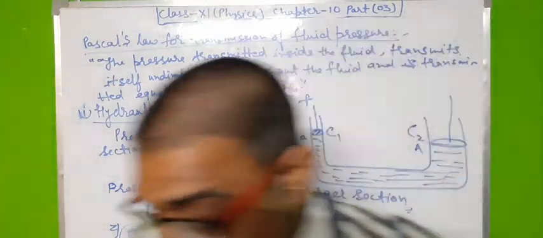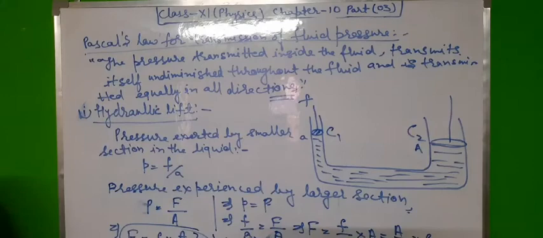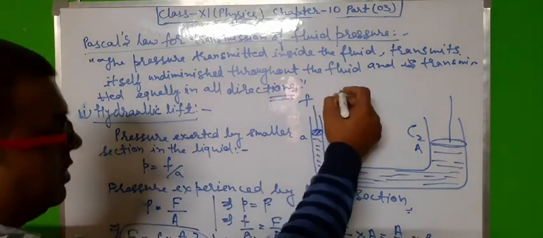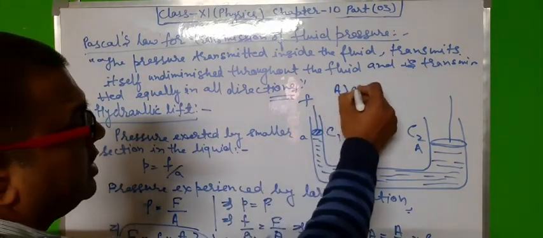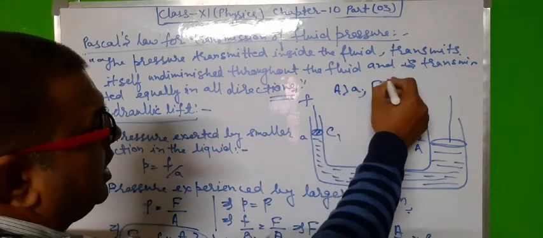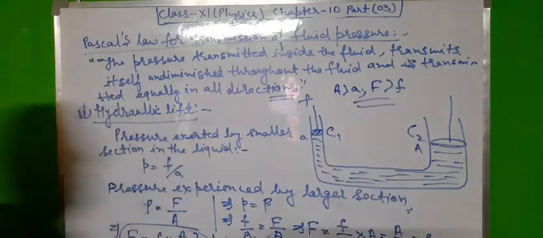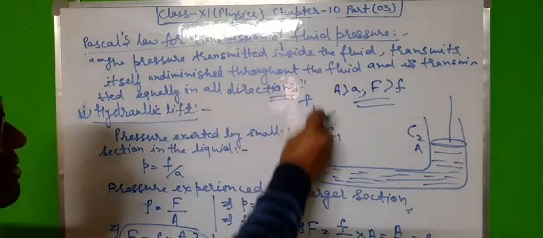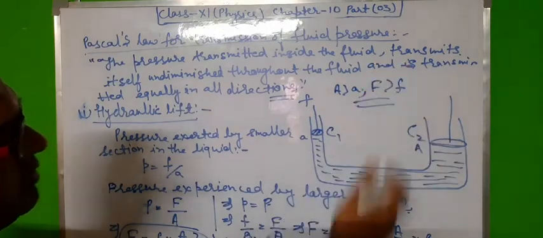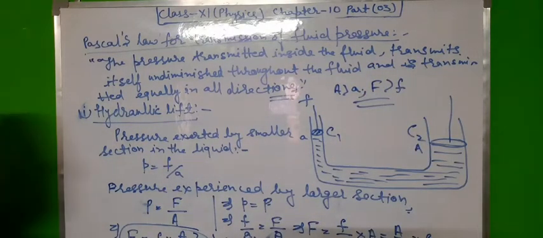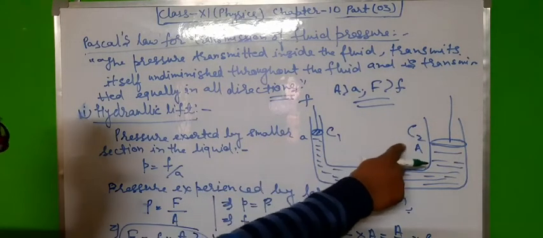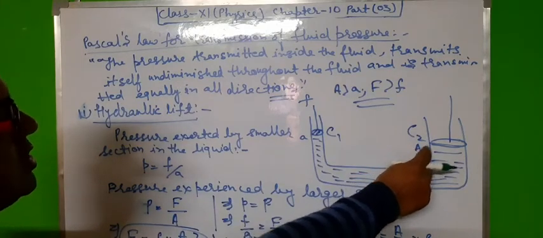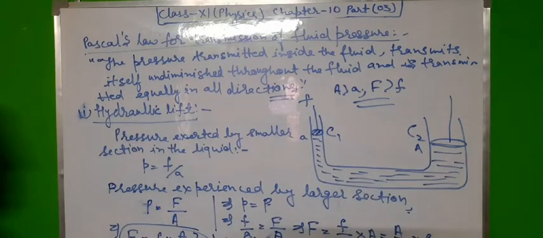Okay students, if capital A is greater than small a, then capital F is greater than small f. Due to this, by applying a very small force we are able to lift very heavy loads on the other side, because this force is multiplied at the cross section C2. Okay students.